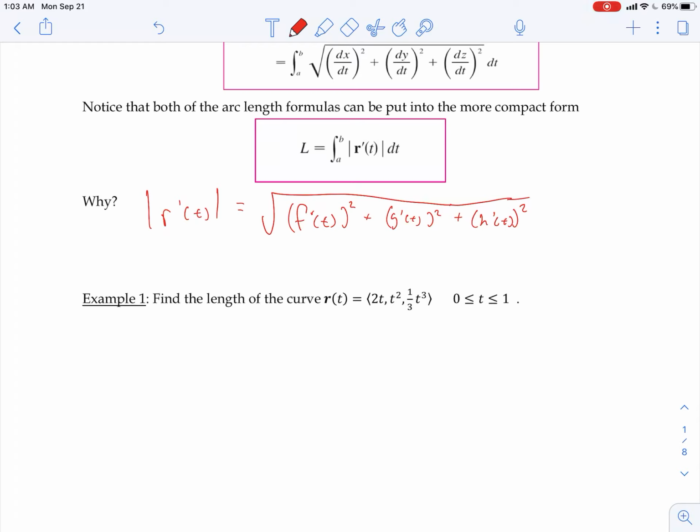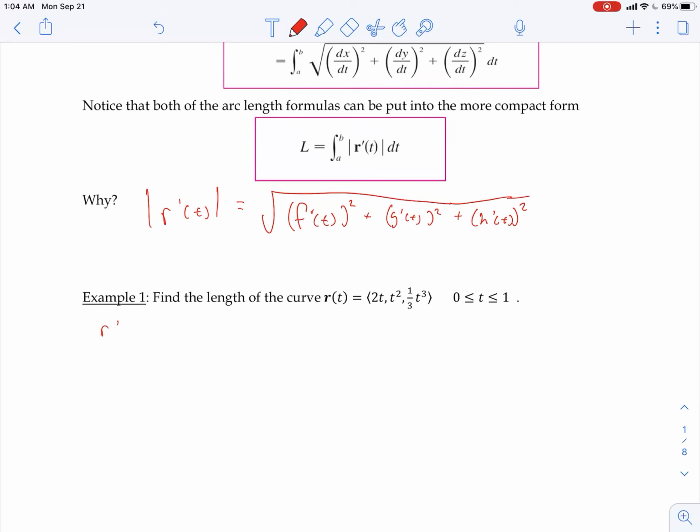All right, so example 1, we're just going to find the length of our curve r of t, which is equal to 2t, t squared, and 1/3 t cubed. Here we're given a vector, and the first thing we want to do is find the derivative of our vector. The derivative of 2t is just 2, the derivative of t squared is 2t, and the derivative of 1/3 t cubed is just t squared.